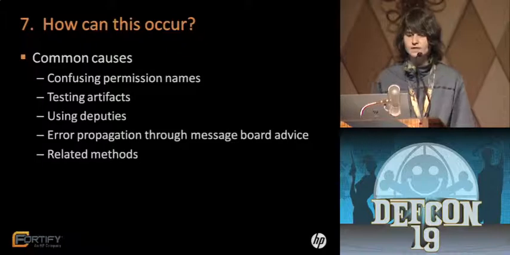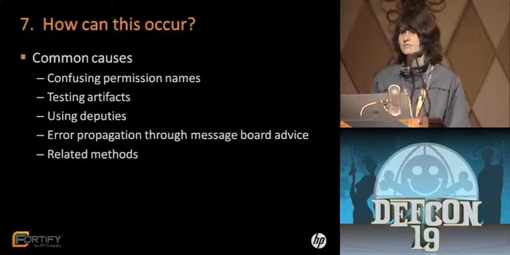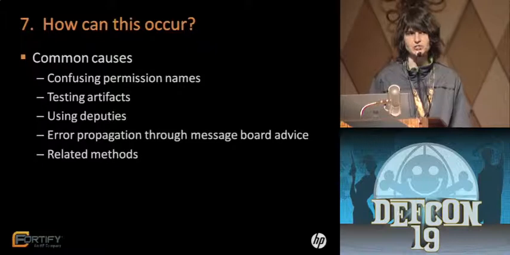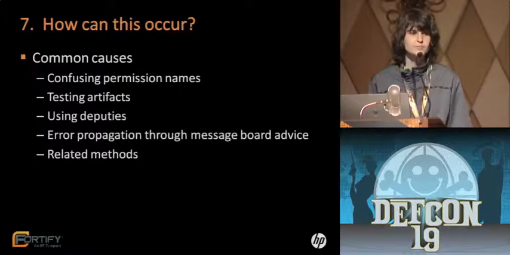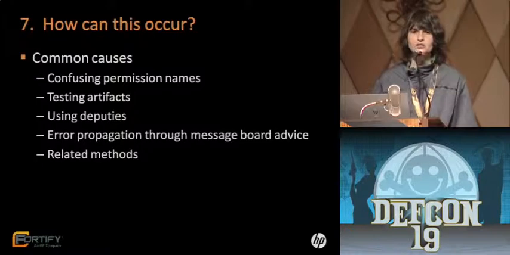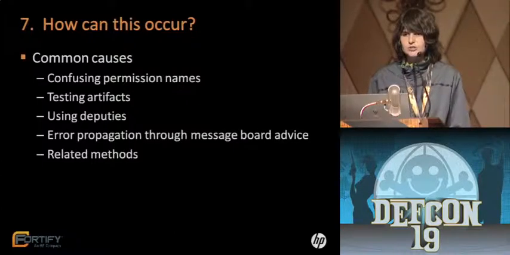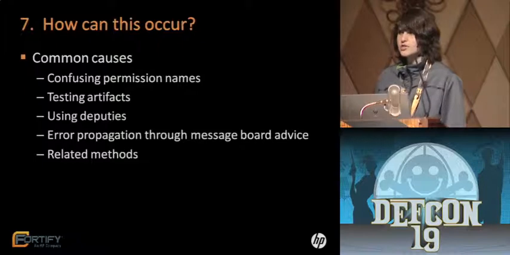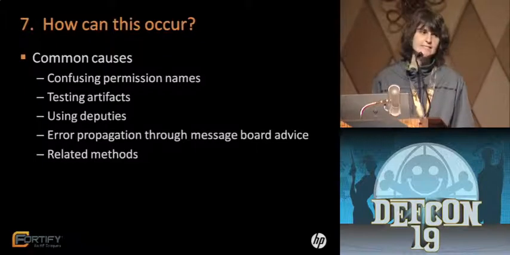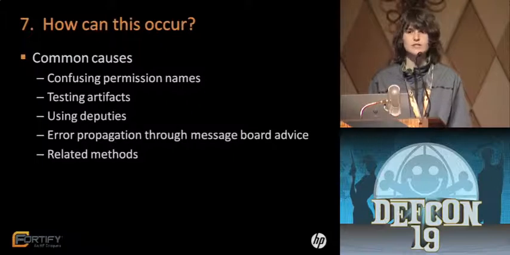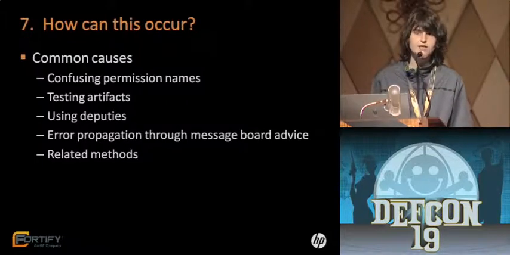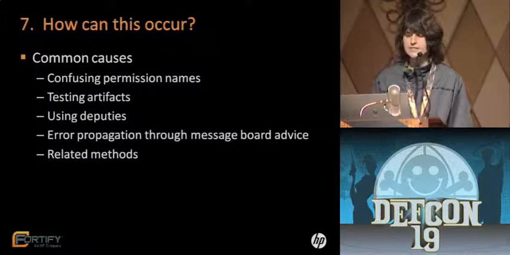One of them is the confusing permission names, and I'll show an example in a second. Another is testing artifacts. There are a number of permissions that are used for testing, such as mock type permissions, and you're supposed to remove them after you're done testing, and if you do not remove them, then you end up with an overprivileged application. There's also confusion between accessing a protected API versus invoking an application that accesses a protected API. And again, I'll have an example in a second.